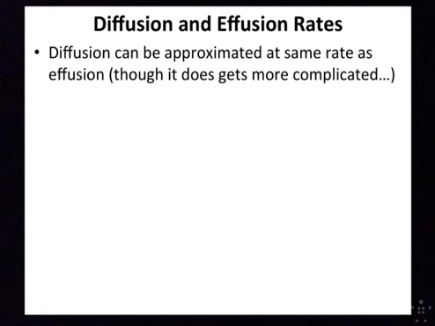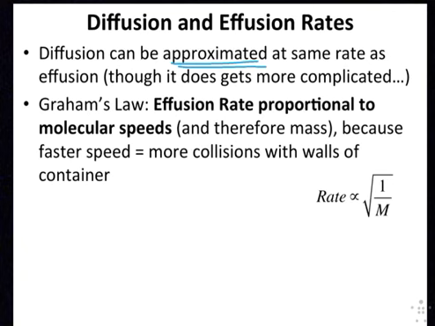But we can actually compare the numbers, the rates of diffusion and effusion. Now, they're slightly different processes. Diffusion is a little more complex because it has to do with collisions with other molecules, but you can approximate them as having the same rate. So we can say the rate of diffusion and effusion go in the same direction. So if something diffuses faster, it also effuses faster. The law, the observational law that allows us to compare rates of effusion and diffusion is called Graham's law.